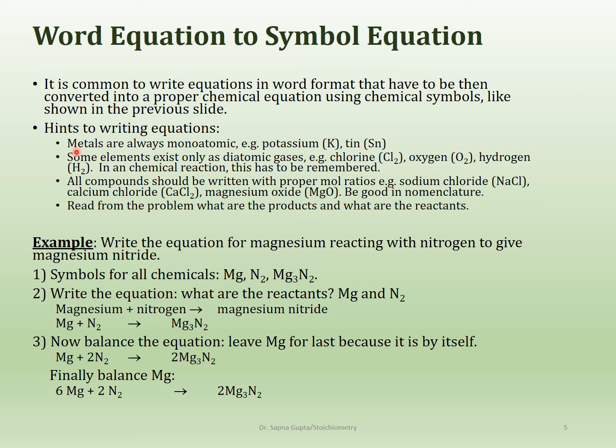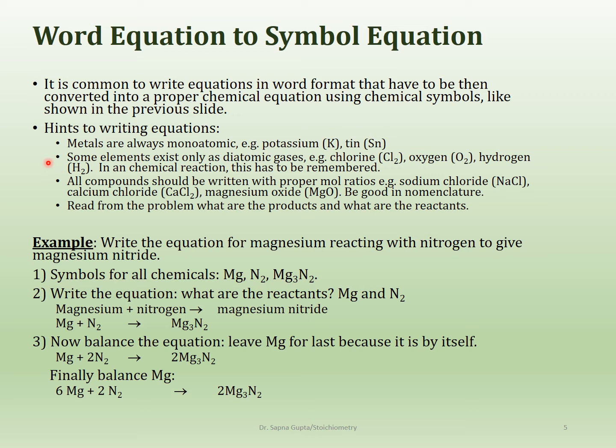Those are all the metals. They will always be monoatomic. So potassium will always be K, tin will be Sn, and there is no other number in front of it until you're balancing the equation. So potassium is not K2 or 2K, it's just K.